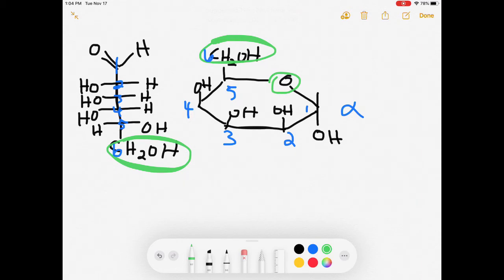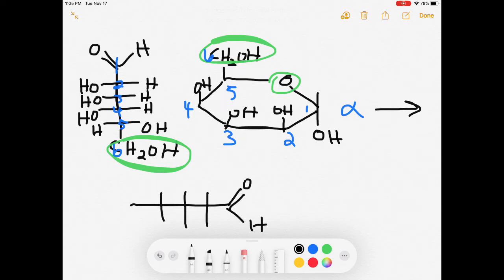So then the mutarotation, what happens is we go from that to the open chain form. So I'm just going to draw the open chain form, but on its side here. So we would have the OH here, and then the 3 OH on this side.